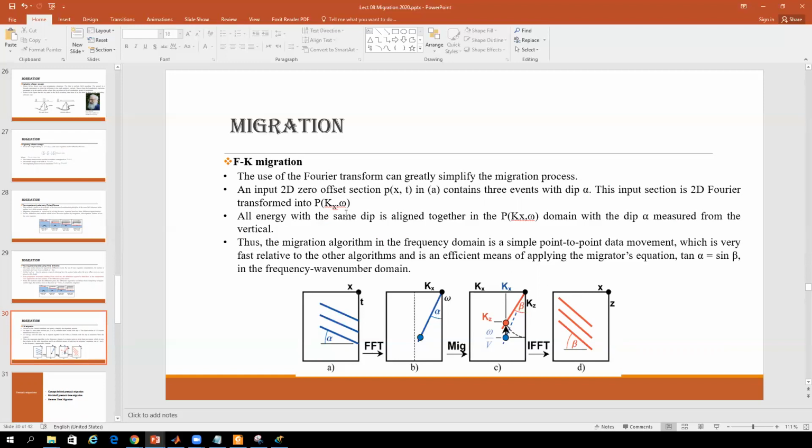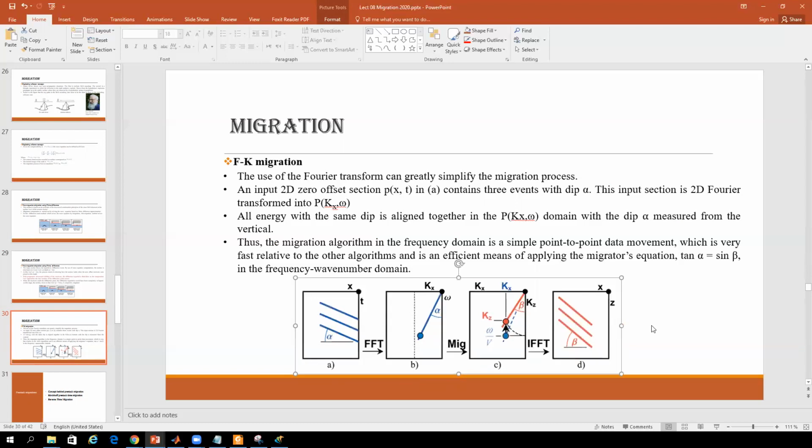So now we have another migration which is using the FK domain. We call it the FK migration. This FK migration is quite simple also, simpler than the two other migrations. We have already seen the FK and how it operates and how it works.